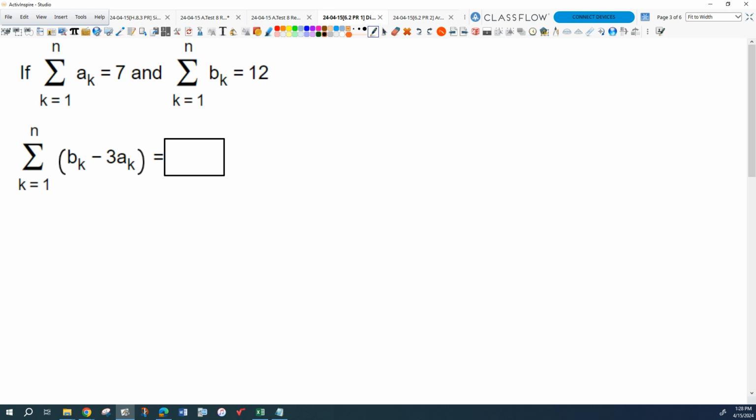So the first thing I could do is I could make this the sum of b sub k minus the sum of 3a sub k. Okay. What could I do with this guy still?